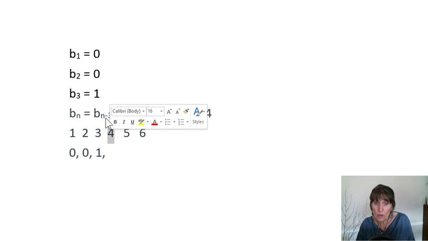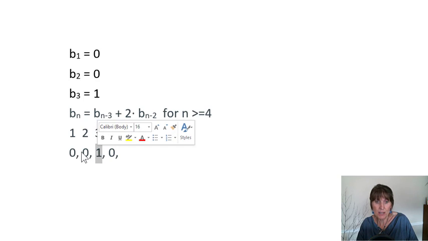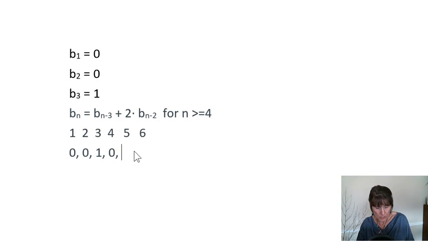So b of 4 minus 3 is b of 1, which is 0, plus 2 times b of n minus 2. So 4 minus 2 is 2. So that term at index 2 is 0. So it's 0 plus 2 times 0. So this term at index 4 is 0. Okay, what is it at index 5? So at index 5, it's b of 5 minus 3, which is 2. So that's 0, plus 2 times b of n minus 2, which is 5 minus 2, which is 3, which is 1. So it's 0 plus 2 times 1, which is 2.